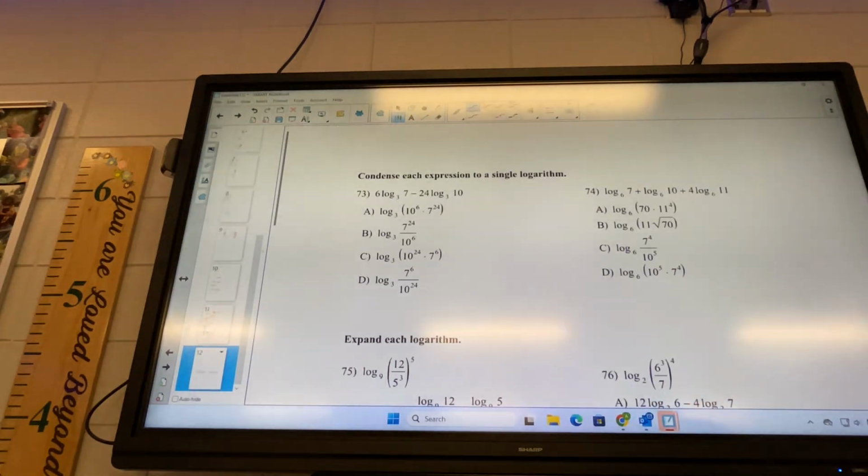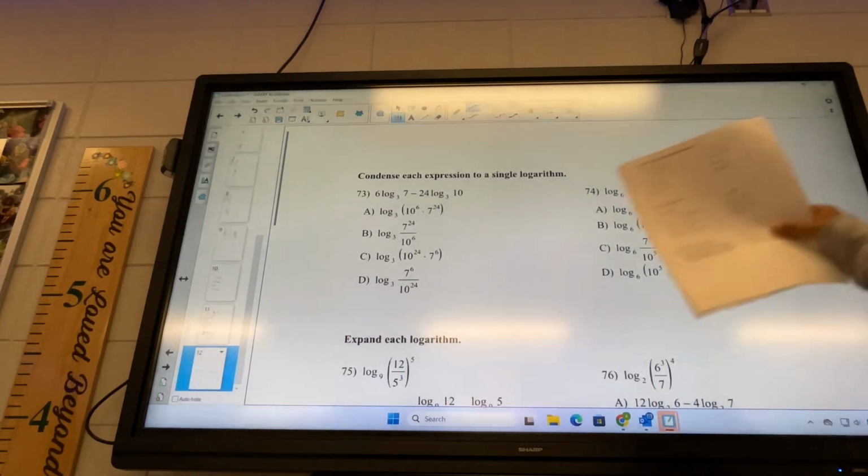Okay, 73. They gave you minus, so what do you need to do? Divide. They gave us minus, what goes with minus? Divide, there we go. Okay, so what can we cross out?